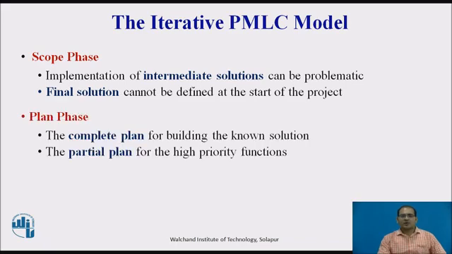Planning is done at two levels in an iterative PMLC model. The complete plan for building the known solution. The first iteration in this plan may be of long duration in order to accommodate building a production version of the entire known solution. If you feel that this iteration will be too long, then you might consider using a tool to model the solution instead. The partial plan for the high priority functions. For this approach, you will begin the partial plan by prioritizing the functions and features in the initial requirements.